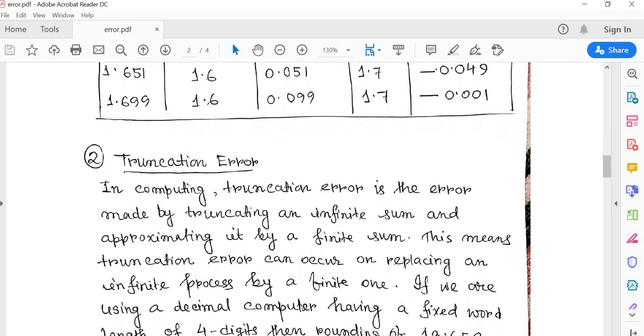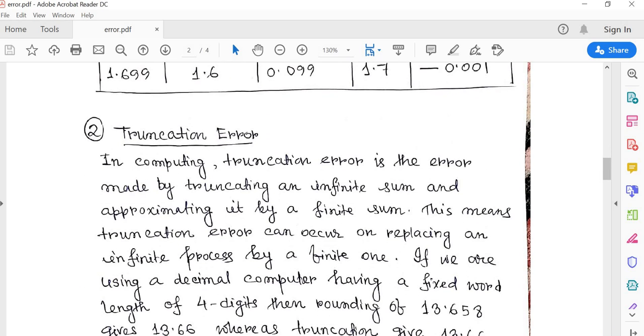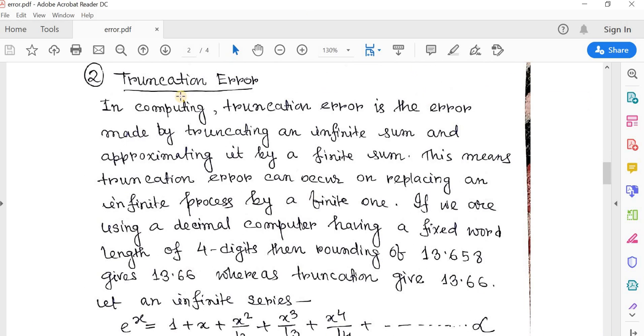Then truncation error. So the second type of error is truncation error. In computing, truncation error is the error made by truncating an infinite sum and approximating it by a finite sum. This means truncation error can occur on replacing an infinite process by a finite one. Okay. So if we replace an infinite process by a finite one, some error can occur. That error is called truncation error.